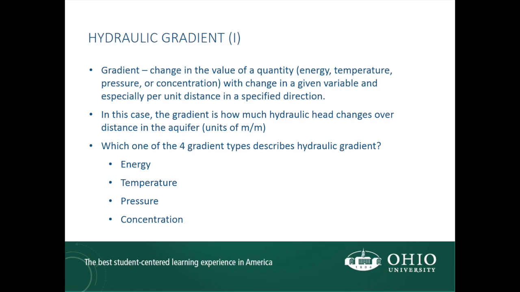The hydraulic gradient describes how much the hydraulic head changes over distance in an aquifer. Since hydraulic head has units of distance, and we know gradients are per unit distance, the hydraulic gradient has units of meter per meter. Of the four gradient types, which do you think hydraulic gradient is classified as? Hydraulic gradient is an energy gradient, and the concept is derived from Bernoulli's equation.